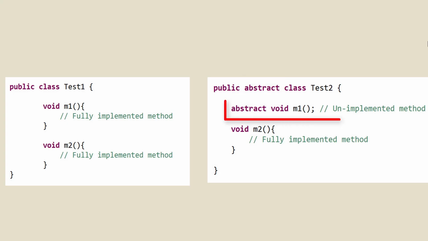So this test2 class contains the m1 method, which is an abstract method. Okay, abstract void m1 round brackets semicolon. So this m1 method is not implemented in this abstract class. Okay, there is no implementation, there is no logic for this m1 inside this abstract class. And the m2 method I have implemented in test2. Okay, so one abstract method and one normal method in case of abstract class.